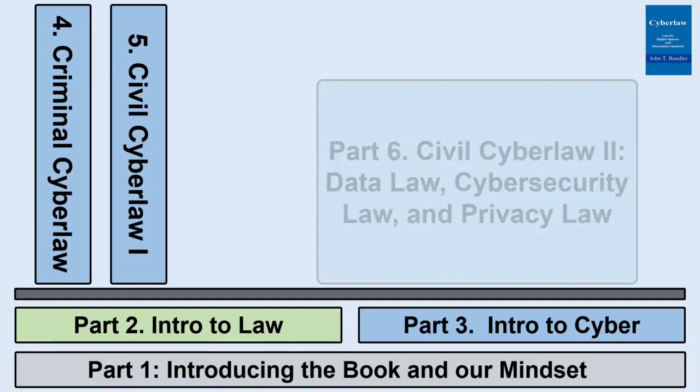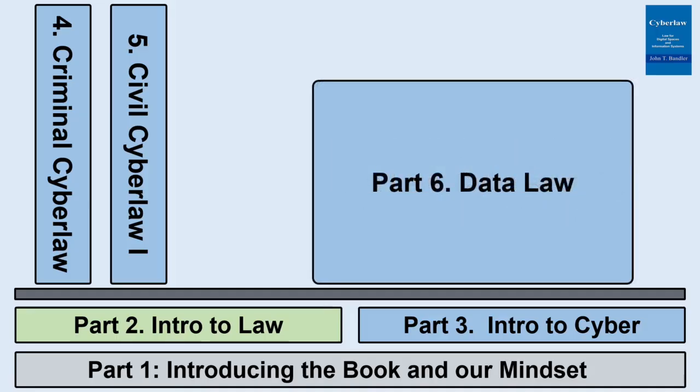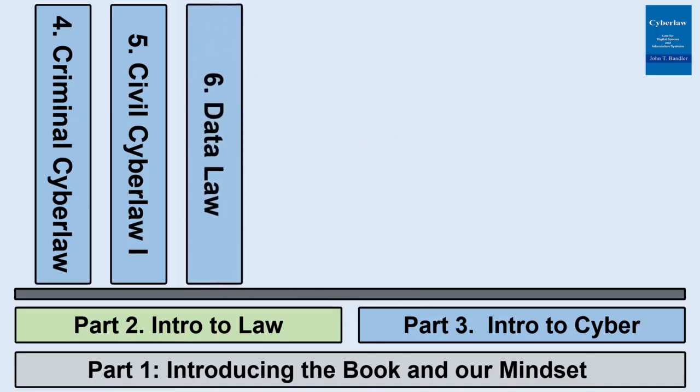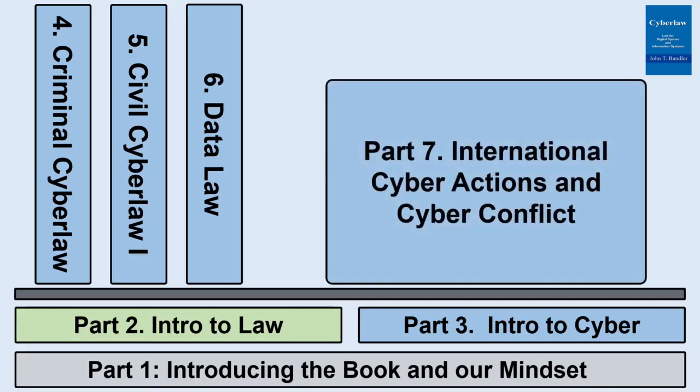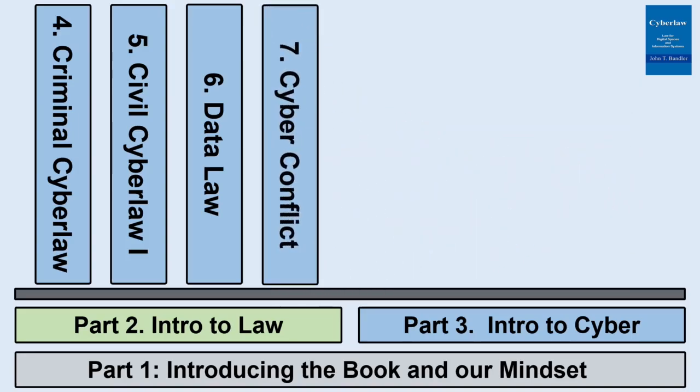And the next part is part 6, Civil Cyber Law 2, Data Law, Cybersecurity Law, Privacy Law, and Artificial Intelligence. And I'll just call that Data Law. And let's shrink it, reduce it, and move it. And then we go to part 7, which is International Cyber Actions and cyber conflict. Nations use cyberspace. We need to review those laws, the laws of conflict, which get applied to cyber, including evaluating nation-state influence operations.